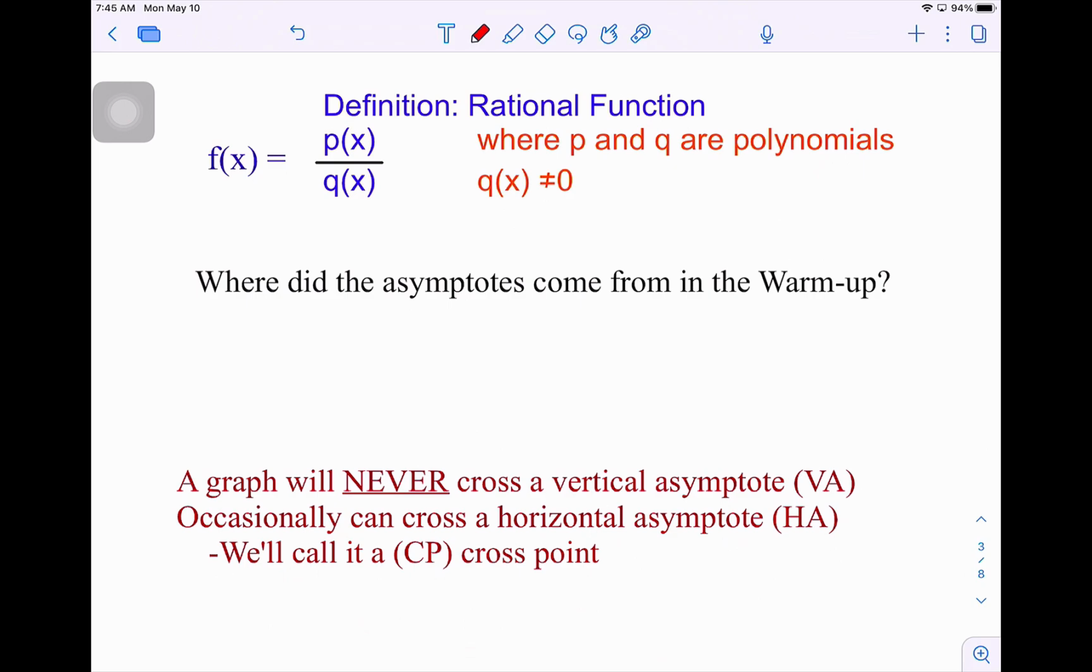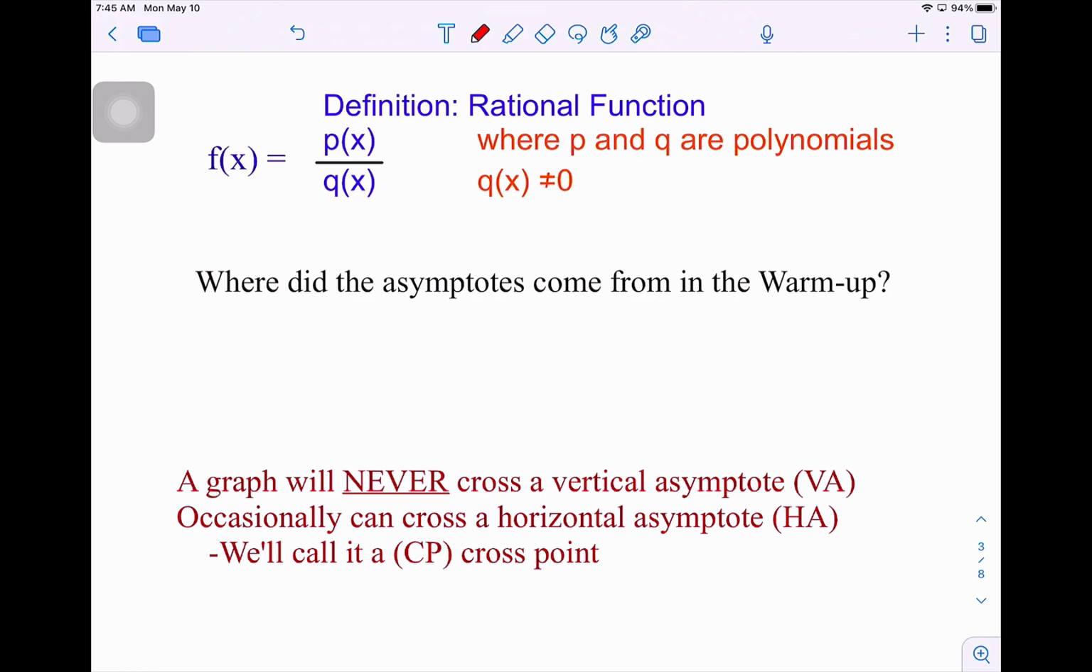And notice I had said q of x cannot equal 0. We kind of talked about that because one of the rules of fractions is you can't divide something into nothing. So you cannot have the denominator equal to 0, which leads exactly to that question. Where did the asymptotes come from in the warm-up? We're going to look at the horizontal asymptote came from one place.